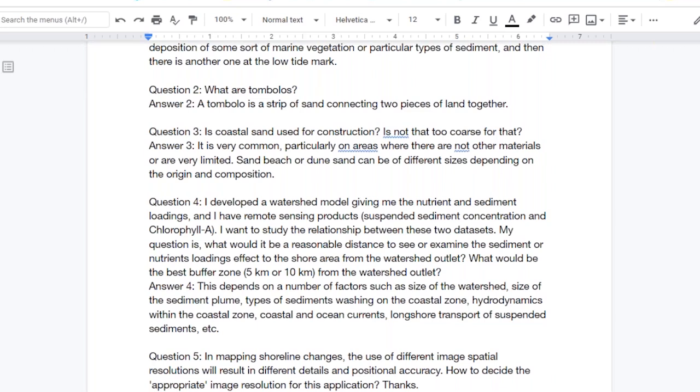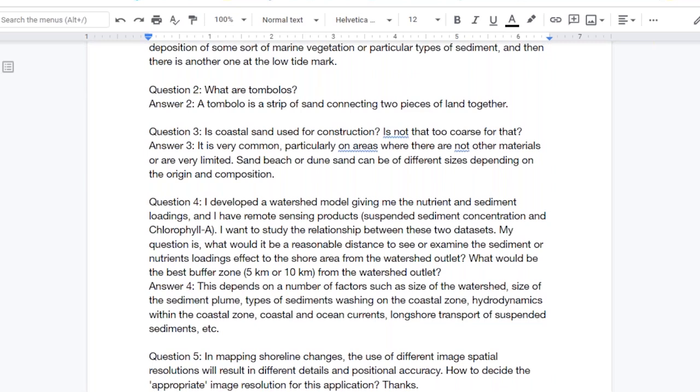Okay, question number five, Ben. Let's see, can you go up a little bit there, Brock? Mapping shoreline changes, question number five. In mapping shoreline changes, the use of different image spatial resolutions will result in different details and positional accuracy. How to decide the appropriate image resolution for this application? Brock, if you can move the document a little bit up, I can probably go over some of what I wrote there.